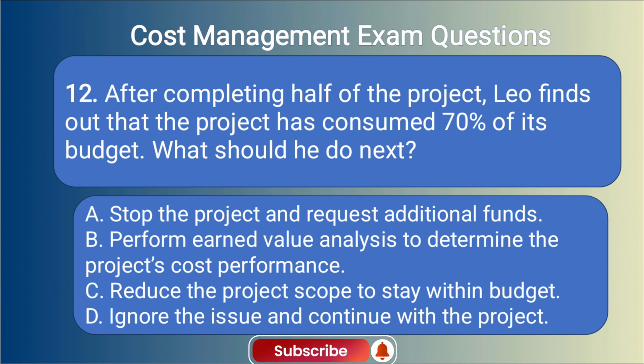A. Stop the project and request additional funds. B. Perform earned value analysis to determine the project's cost performance. C. Reduce the project scope to stay within budget. D. Ignore the issue and continue with the project.